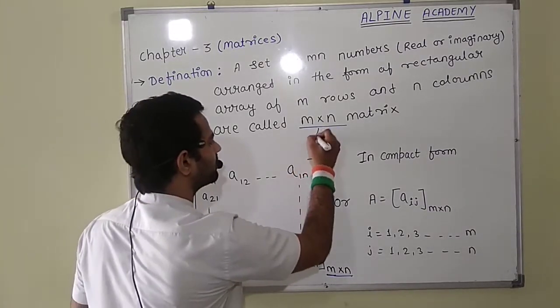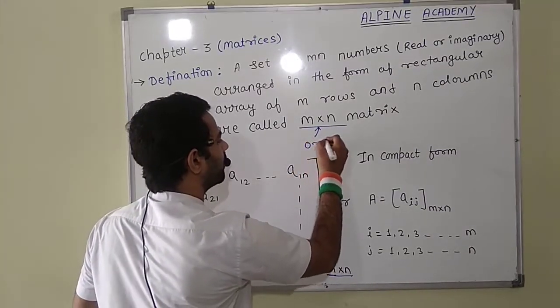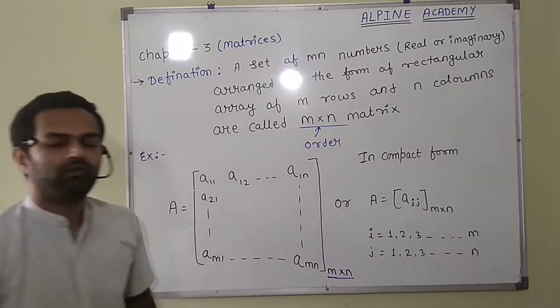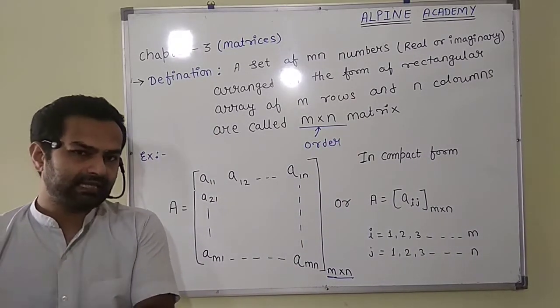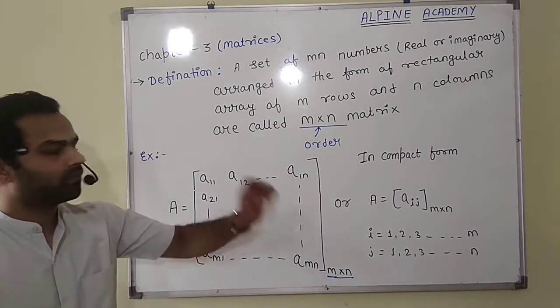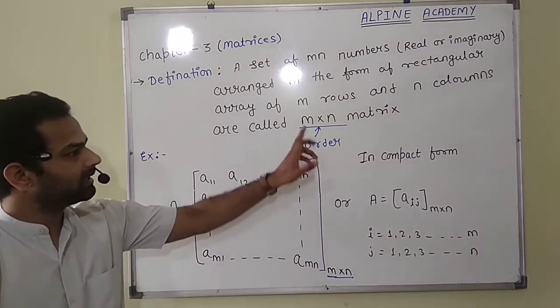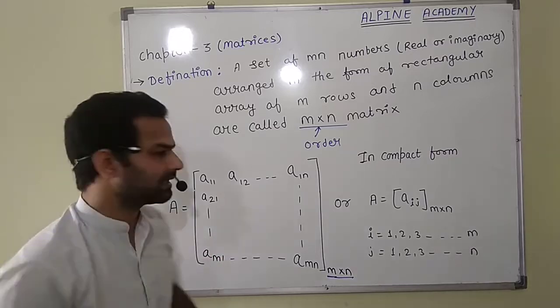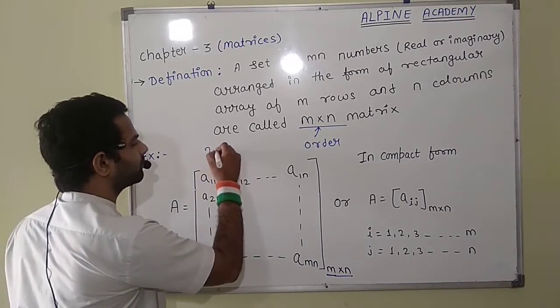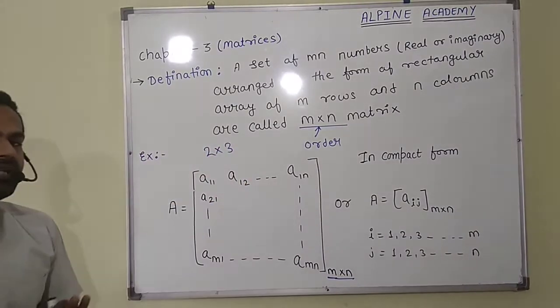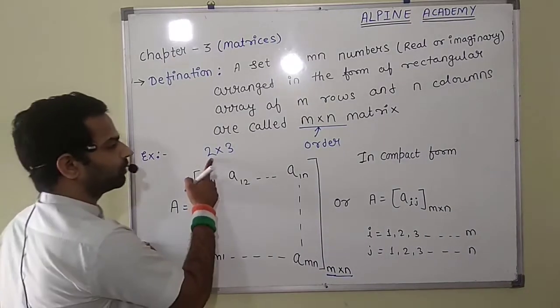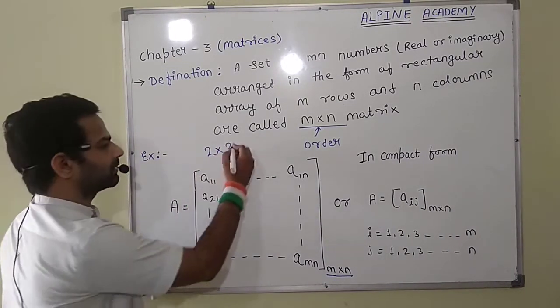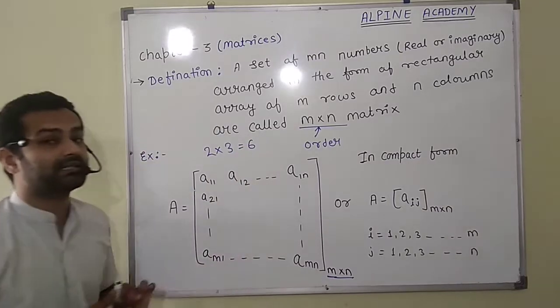So this m cross n is also called the order of the matrix. What order of matrix tells about the matrix is, first thing, the number of elements. If we multiply m into n, then we will get the number of elements present in the matrix. For example, if we have a matrix of 2 cross 3 order, how many number of elements are there? 2 row हैं, हर row में 3 elements. So the total number of elements is 6.